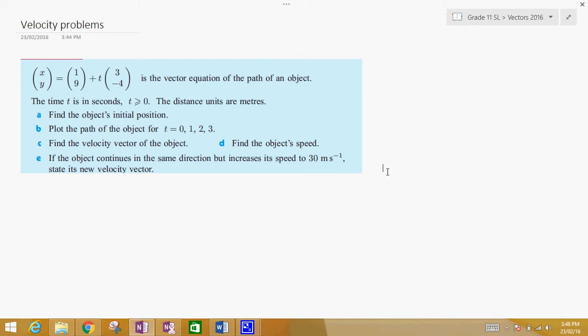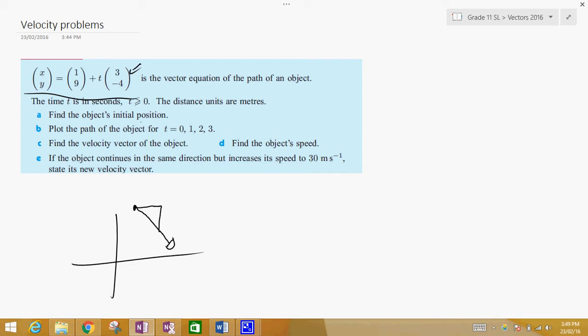Today we're looking at velocity problems, specifically using vector equations. So when we have a vector equation, for instance this one, what this tells us is if we're at (1, 9) and we've got the direction of (3, -4), so the direction is this way. When we're dealing with velocity problems, there is lots of information that we get from this.